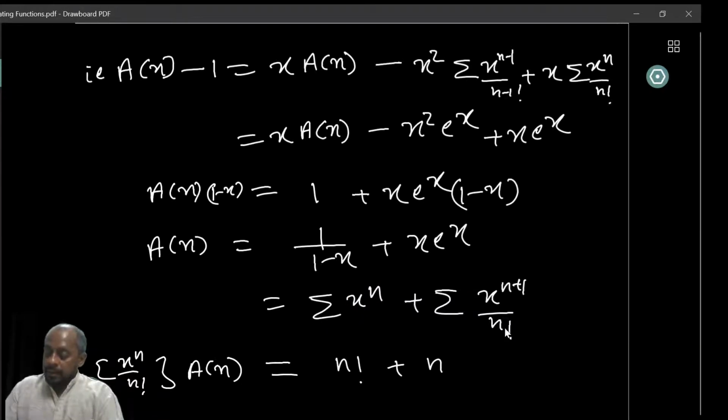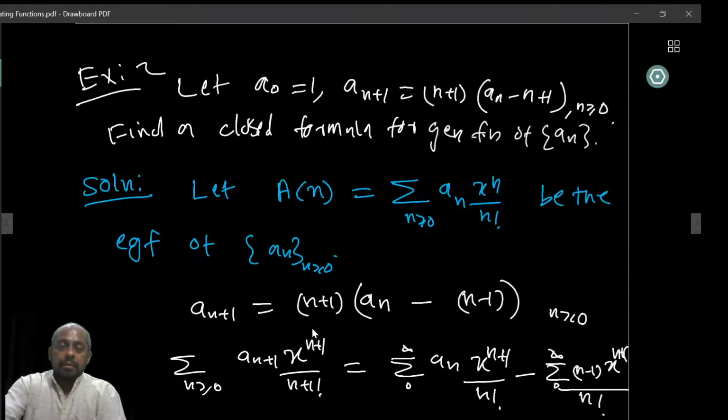Here you have an n factorial, but it is for x raised to n plus 1. So for x raised to n, you have (n minus 1) factorial. So multiplying by n factorial here, you will get an n. So the coefficient of x raised to n by n factorial in A(x) is n factorial plus n, and this is precisely our a_n. So we solved the recurrence relation, and that's it. So we found a_n.